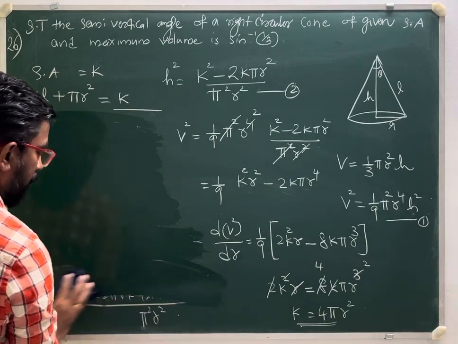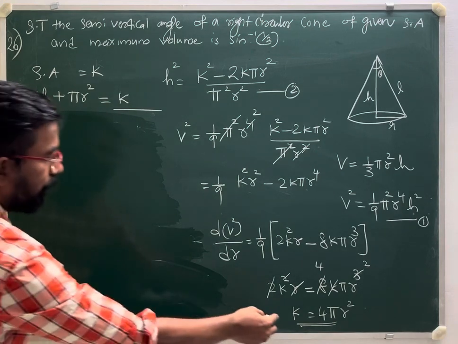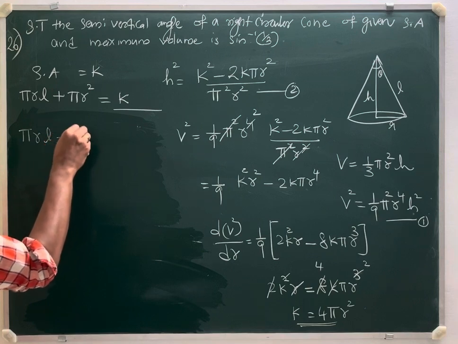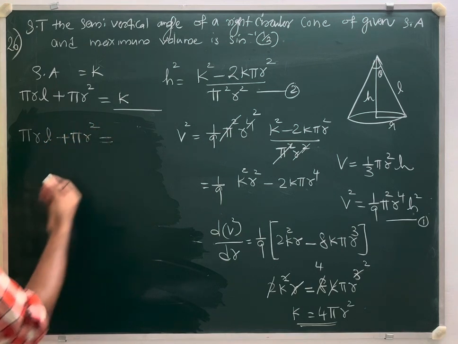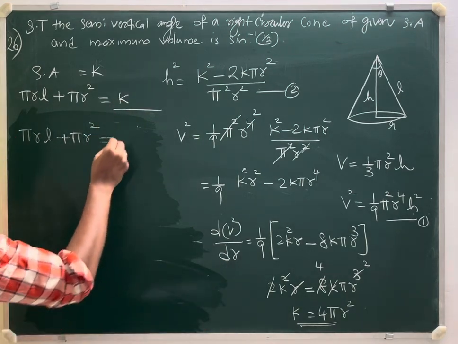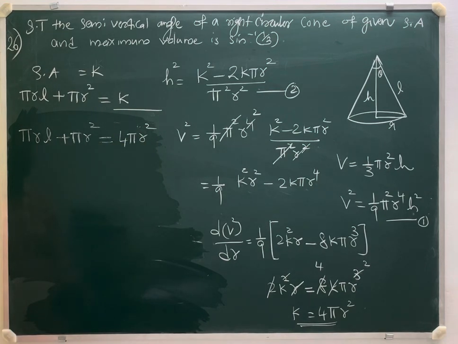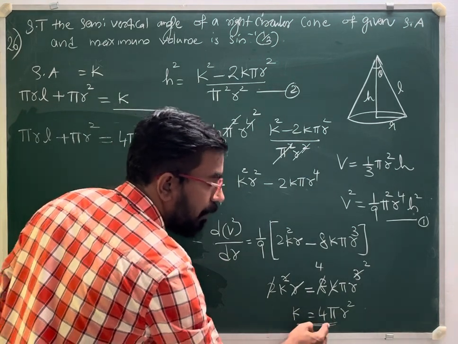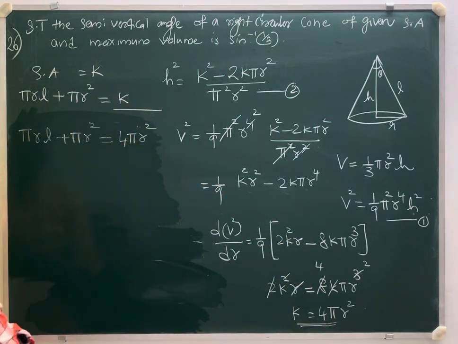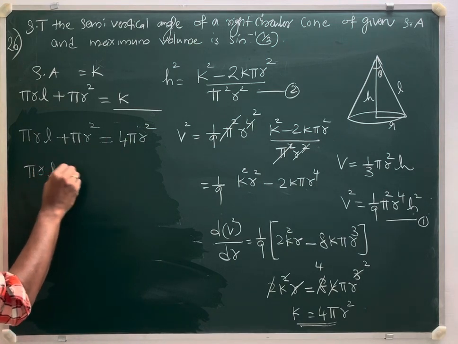So what we get is, when you substitute it here, I will get pi RL plus pi r square is equal to what? This k is 4 pi r square. So I substitute k equal to 4 pi r square, which is my critical point after differentiation, in this first equation. Now you take to that side, you will get pi RL is equal to 4 pi r square minus pi r square.